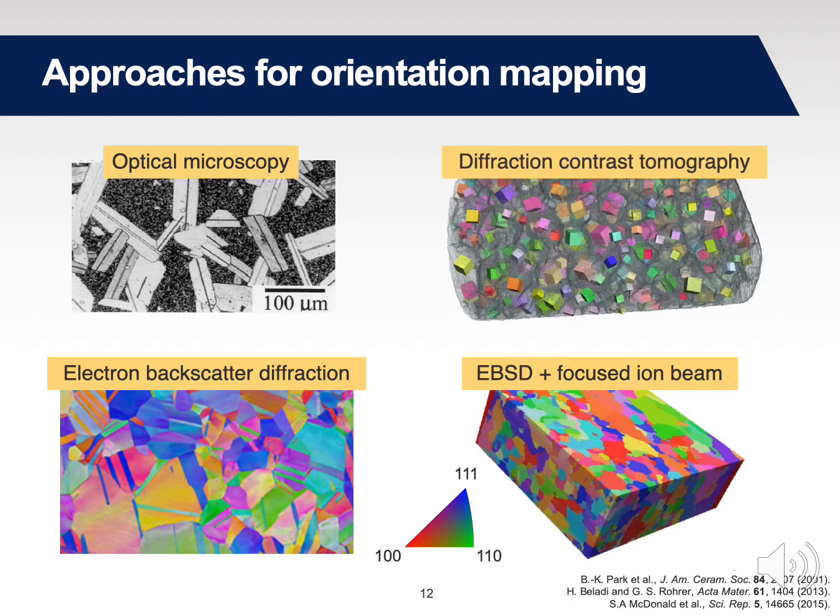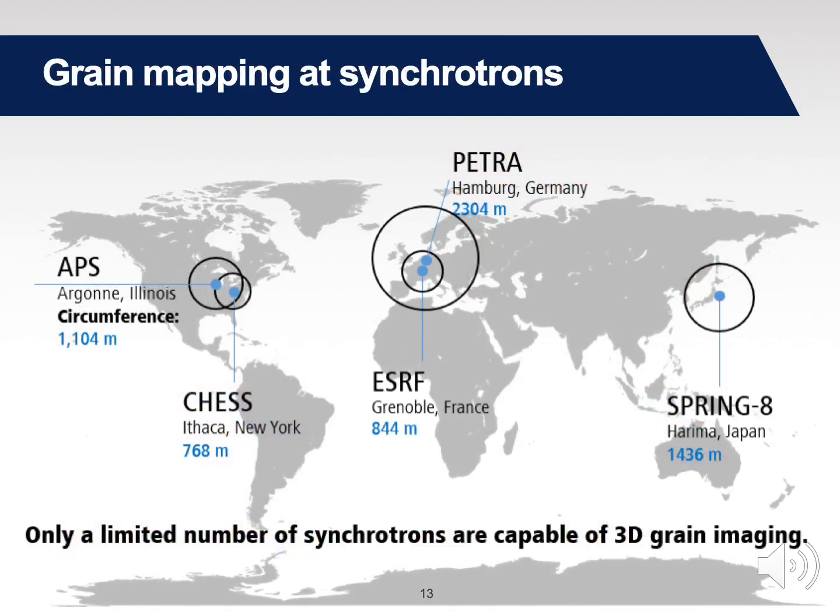With that in mind, we have instead turned to X-ray diffraction contrast tomography, which is unique. It is non-destructive, and it allows us to capture the grain locations, grain sizes, orientations, and morphologies all in 3 dimensions, as you can see in this beautiful picture. And so grain mapping through diffraction contrast tomography previously was only available at a few synchrotron facilities.